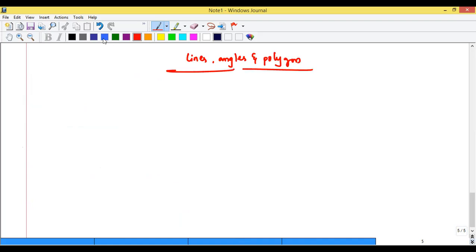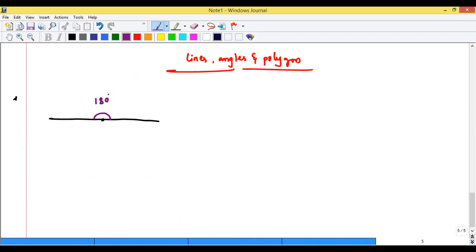If you have any doubt, you can just ask me. A straight line makes how many degrees of angle? What is the angle made by a straight line? A straight line measures how much? This one is 180 degrees of angle.